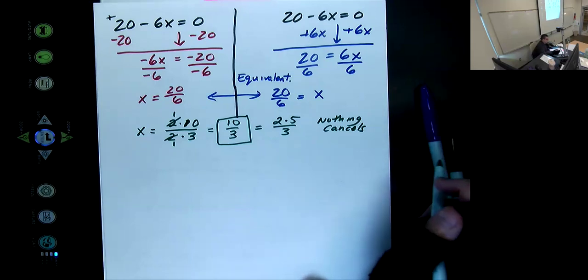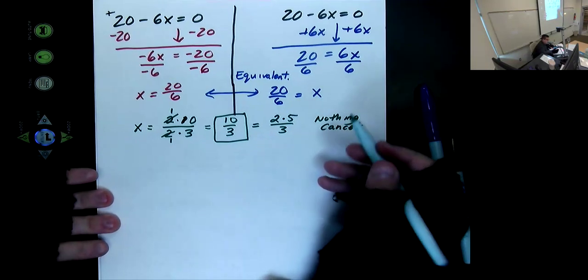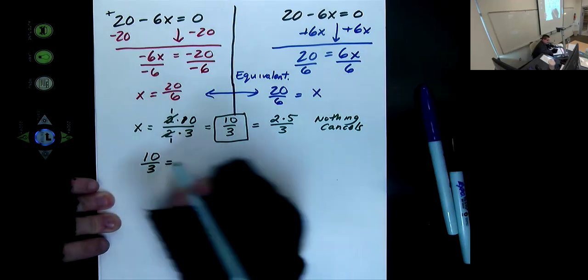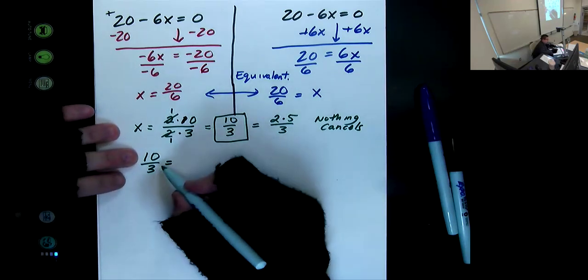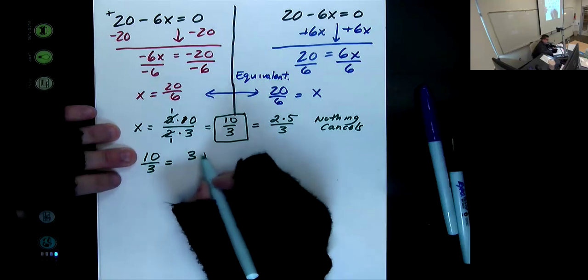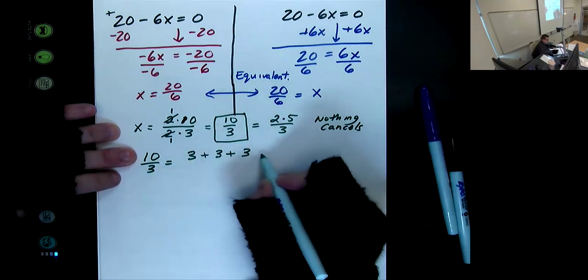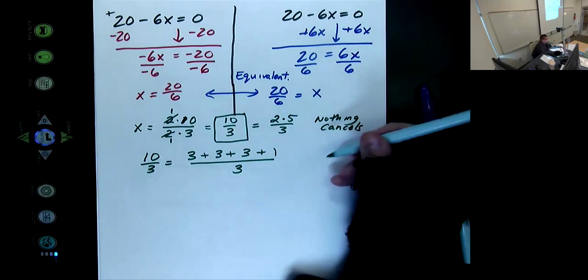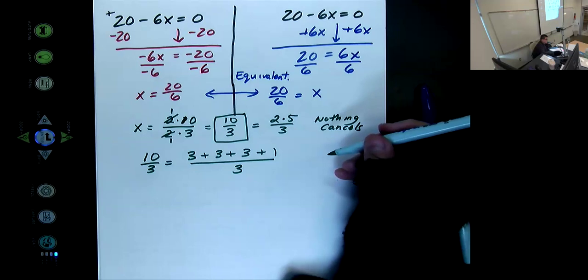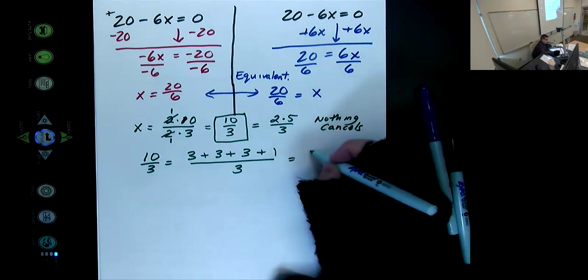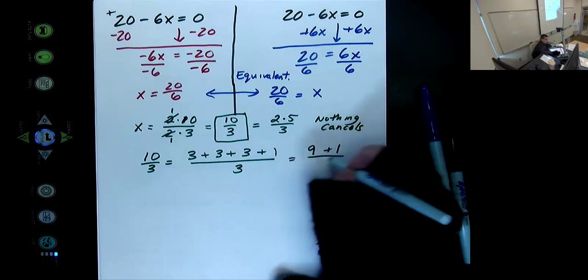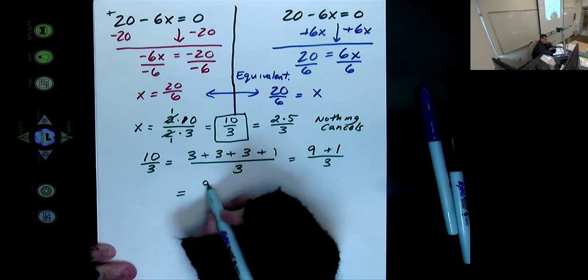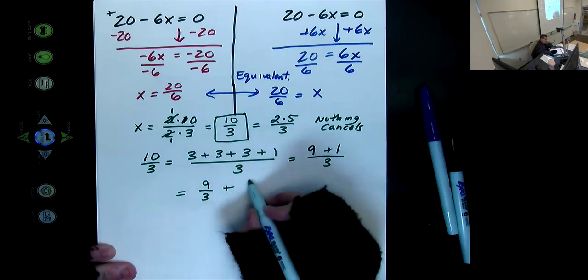They may want you to write it as a mixed number. The idea of writing as a mixed number is see how many times 3 goes into 10. You can just write it out each one. I got 3 plus 3 plus 3 is 9 plus 1. That's 10. I'm going to write that as 9 plus 1 over 3. And fractions you can pull apart like that.